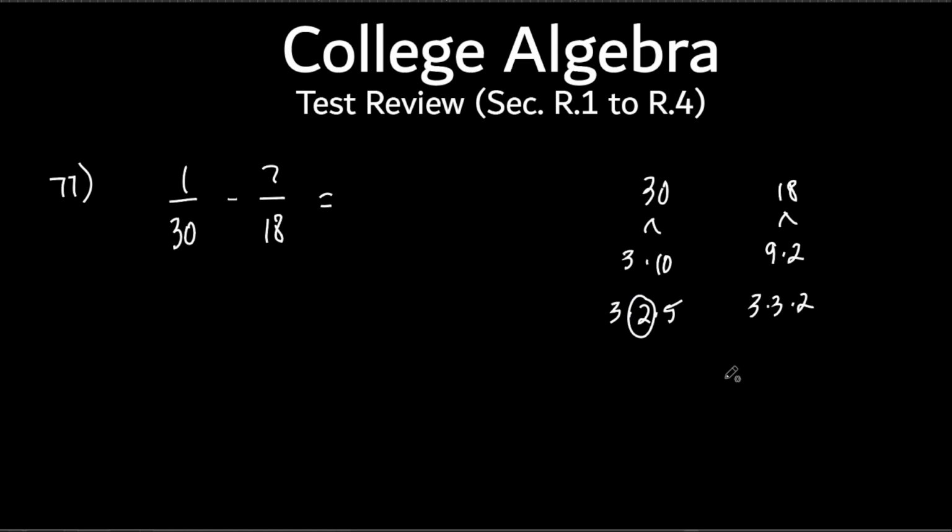What other numbers show up? What's the next biggest number? A 3. There's a 3 here, but there's 2 3s here. So which one do we use? We use the one that shows up the most number of times.